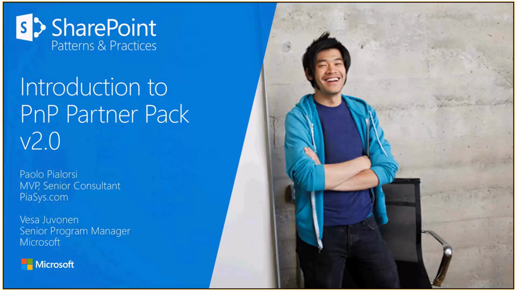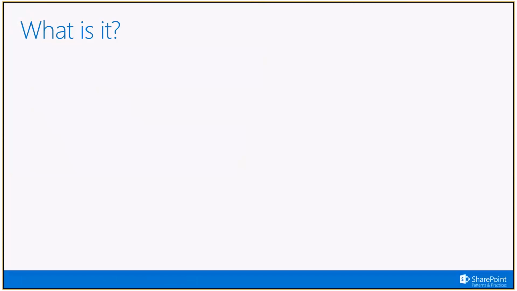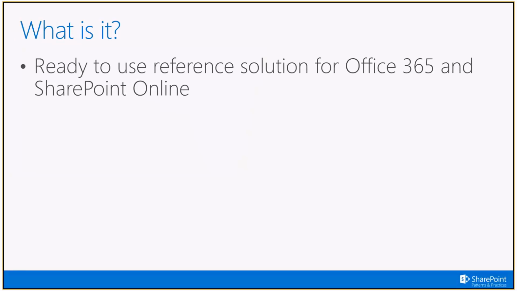Okay, let's start with the webcast. So first of all, we need to understand what the PnP Partner Pack is. And as Vesa said, it is a ready-to-use reference solution that shows you how to leverage Office 365 and SharePoint Online, and how to build a custom business-level solution on top of these cloud-based services. It is an open source project, so you can find the source code on GitHub within a dedicated repository that we have under the Office Dev organization on GitHub.